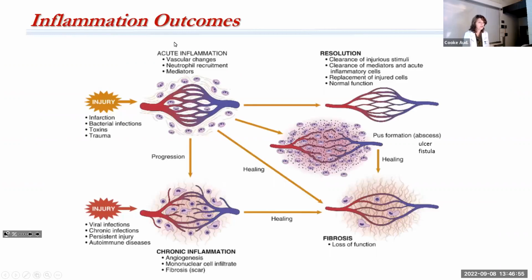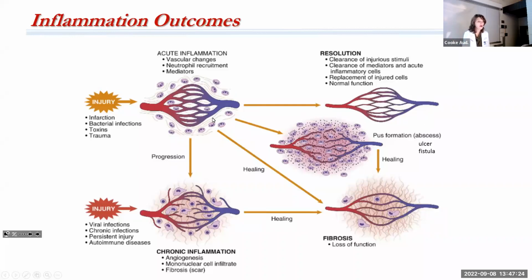All right, so let's take a look here. Same thing that I just mentioned before. Start here. Acute inflammation, different injury. You will see all the vascular changes, mediators, neutrophil recruitment. What can happen? It can evolve into complete resolution, where there's clearance of injurious stimuli, clearance of mediators, acute inflammatory cells. It's like it's never been there. Replacement of injured cells, normal function.